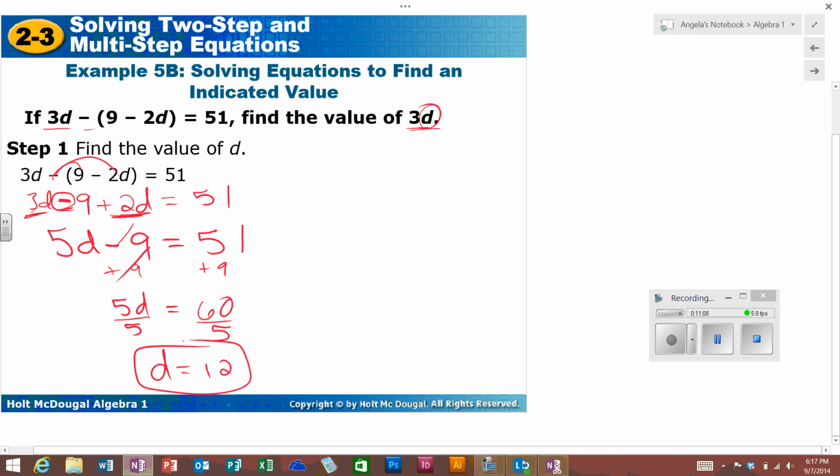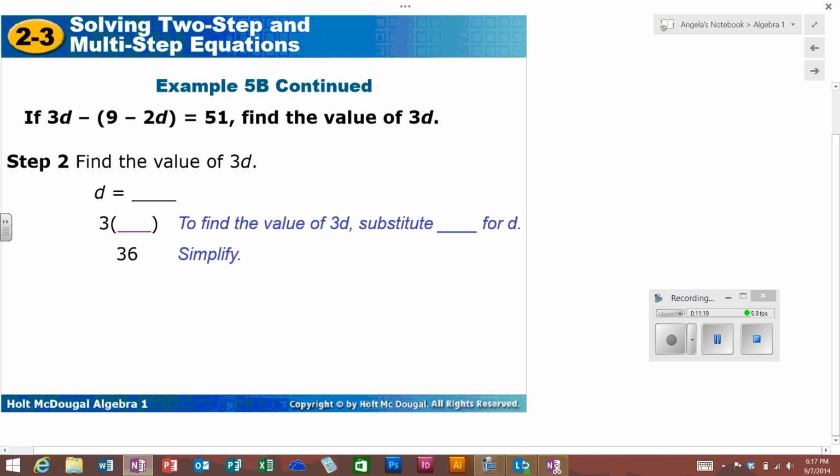Now, just a reminder, okay, that's what our d is, but it wants to know what is 3 times d, okay? So now that we have d, we have to plug d in. So we know that d is 12. We want to know what's 3 times d, 3 times 12. So we substitute 12 in, and 3 times 12 is 36, okay?